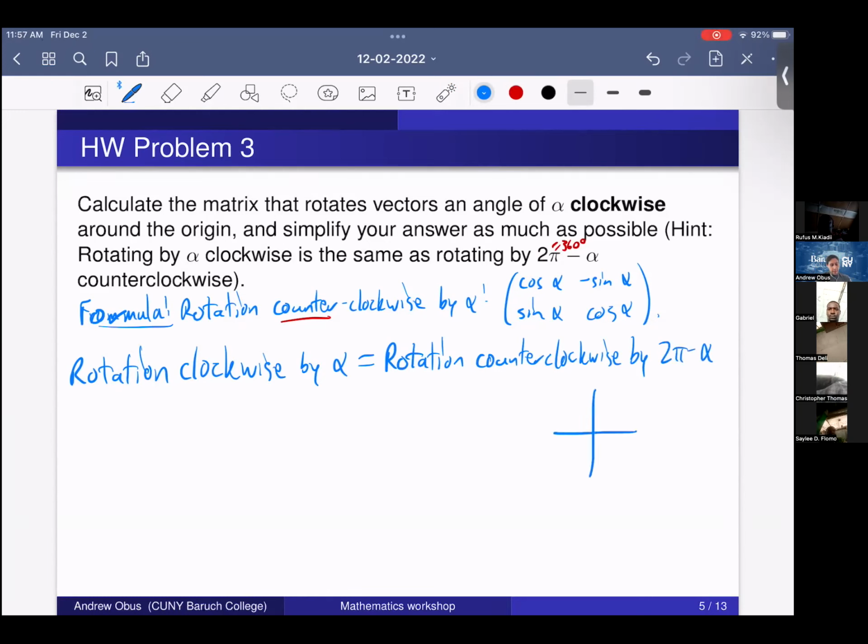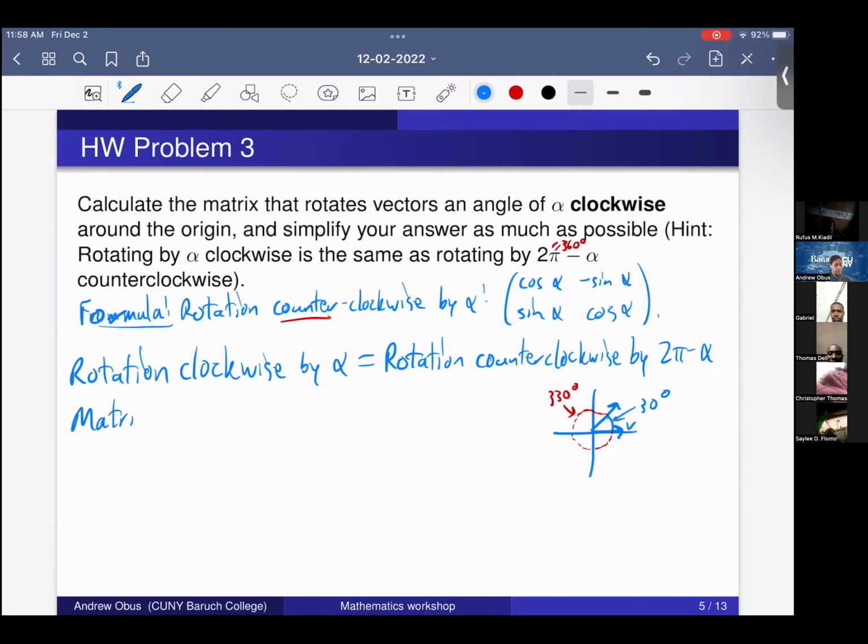An example would be if I have some vector v and I rotate it clockwise by, let's say, 30 degrees, it's the same as rotating it counterclockwise, going all the way over like this, by 330 degrees. Sorry, counterclockwise by 30 degrees is the same as rotating clockwise by 330 degrees. So clockwise by alpha is the same as counterclockwise by 2 pi minus alpha. And so we just have to plug in the formula.